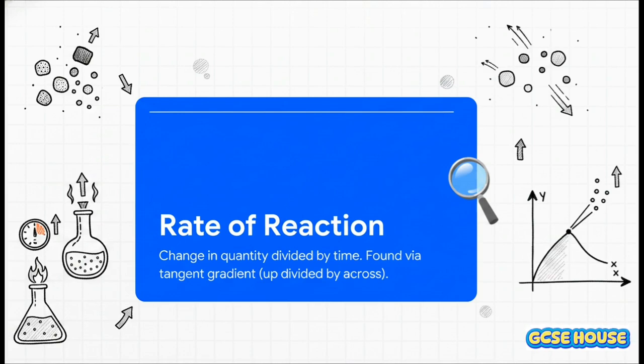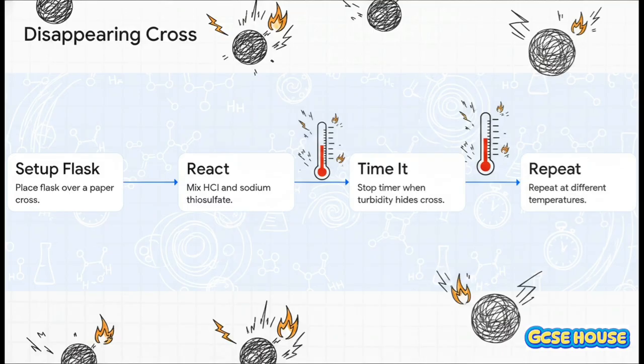Oh, and for your graphs, remember to draw a tangent on that curve to find the exact rate. Just divide the change in quantity on the y-axis by the time on the x-axis. Easy marks. Now, you've probably done the classic disappearing cross experiment.